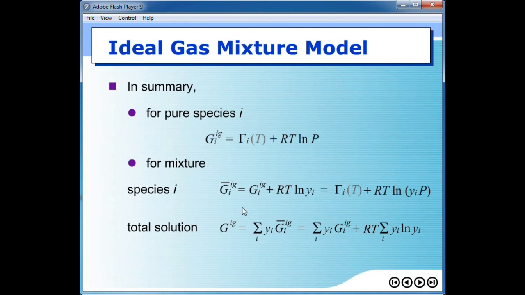If you write it down for all species and combine them, that means you sum them up, you get the total molar Gibbs free energy of the mixture as this equation. And then if you use the Gibbs free energy of the pure species and plug it in here, you can get this equation. These three equations will be important because we are going to use partial molar Gibbs free energy in the mixture later.